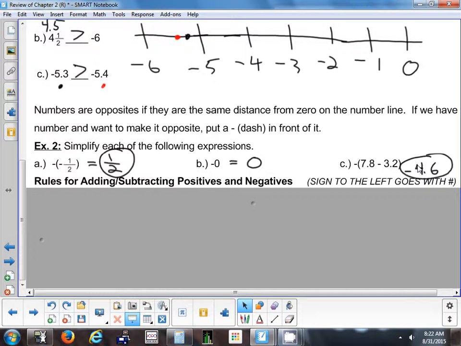All right, so Mr. Roy's going to come up. He's going to go over some of the rules for adding and subtracting positives and negatives. Okay.